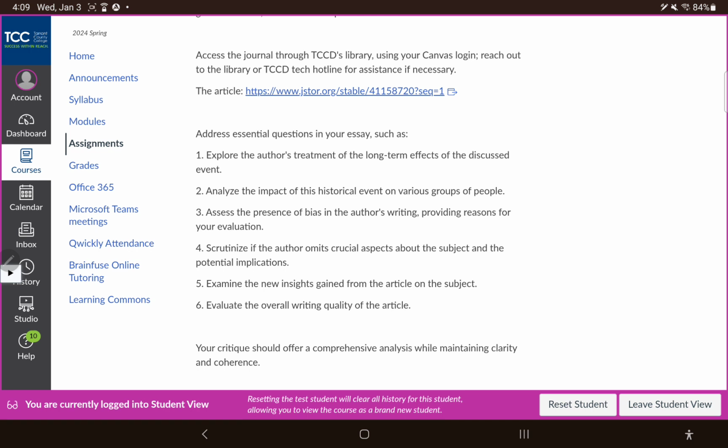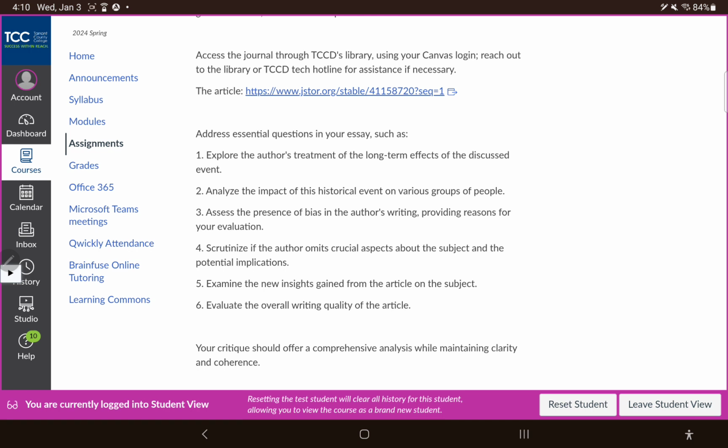Assess the persistence of bias in the author's writing. Does he have any bias? How can you tell? Provide reasons for your evaluation. Scrutinize if the author omits any critical aspects about the subject and the potential implications. So, as he is analyzing historiography of the material, is he glossing over major events on why it is studied the way it is studied, in your opinion? Or does he detail those out? Examine the new insights gained from the article on the subject. What did you learn from the material?